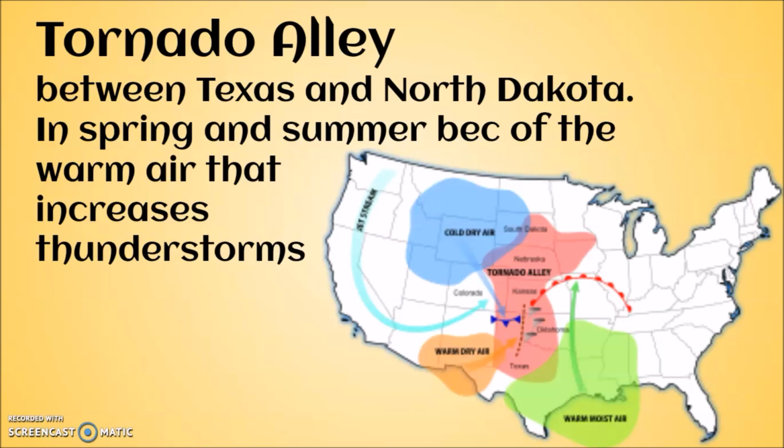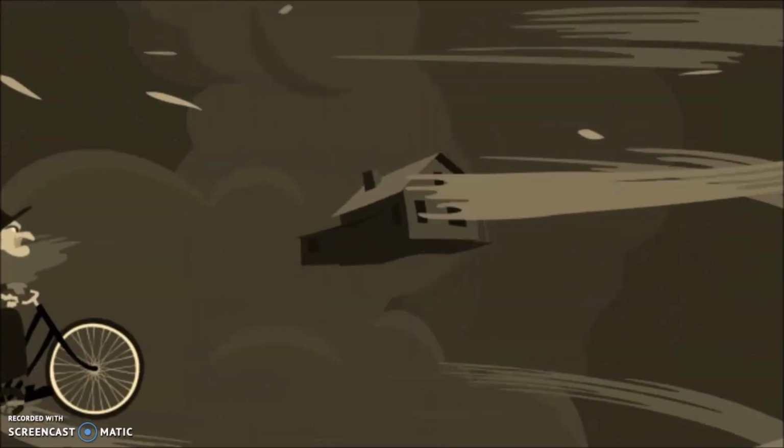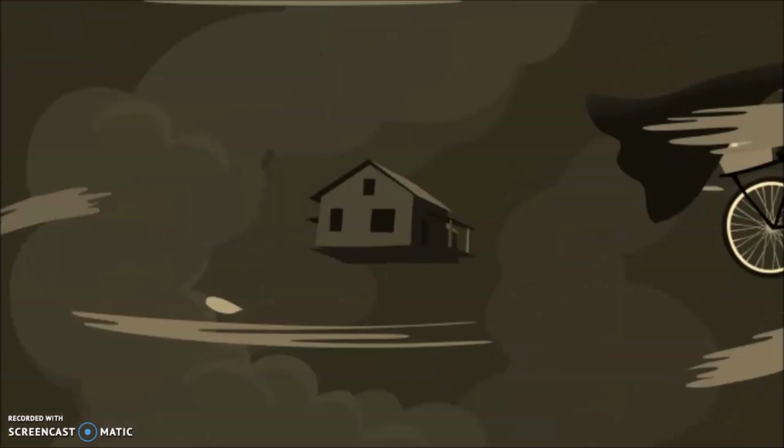Tornadoes can occur anywhere in the United States at any time of the year, but they usually occur in Tornado Alley, which is the area between Texas and North Dakota, and usually during spring or summer months because the warm air increases thunderstorms. Tornadoes can be classified based on the Fujita scale. It can be classified as weak, where it can damage chimneys, break trees, and blow over street signs; strong, where it can lift cars; and the most violent type, where it can rip sturdy houses from their foundations.